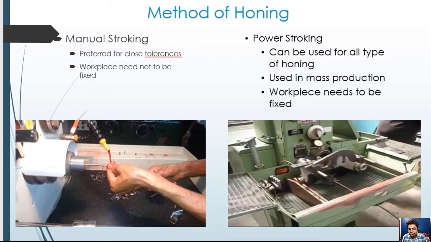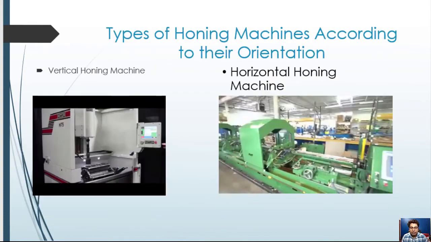Now next will be types of honing machines according to their orientation. It can be divided into two different types, that is vertical honing machine and horizontal honing machine. Vertical honing machine: in this type of machining process, the tool as well as the workpiece is held vertically. These machines are available in more spindle types. The workpiece is stable and the tool reciprocates.